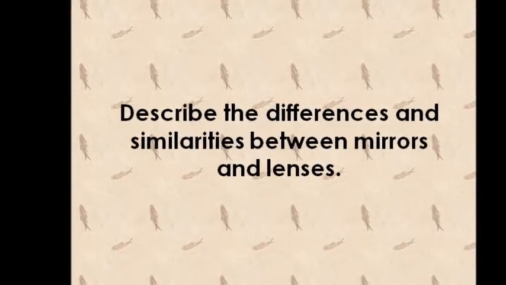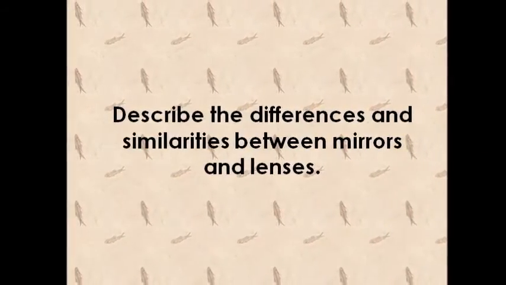Describe the differences and similarities between mirrors and lenses. Differences. Mirrors reflect the light, lenses refract it. The light passes through the lenses but does not pass through the mirrors. A lens is a transparent body and the mirror is an opaque body. Similarities. The instruments function with light. There are different types of mirrors and lenses.